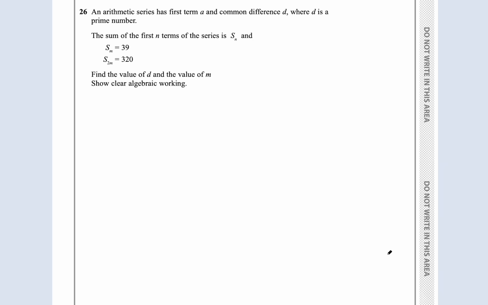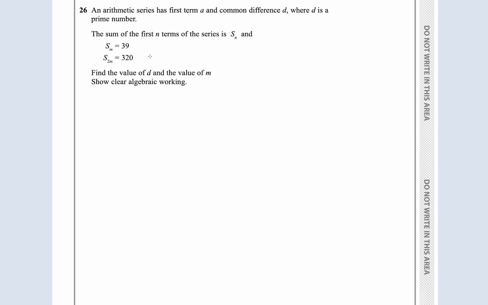Question 26. An arithmetic series has first term A, common difference D, where D is a prime number. So the common difference is a prime number. The sum of the first n terms is this, S of m is this, S of 2m is this. Find the value of D and the value of m. Okay, so guys, this is actually a really, really hard question. And in fact, I would imagine not many students got it. And I almost think it's an unfair question. But I'll let you decide that in a second.